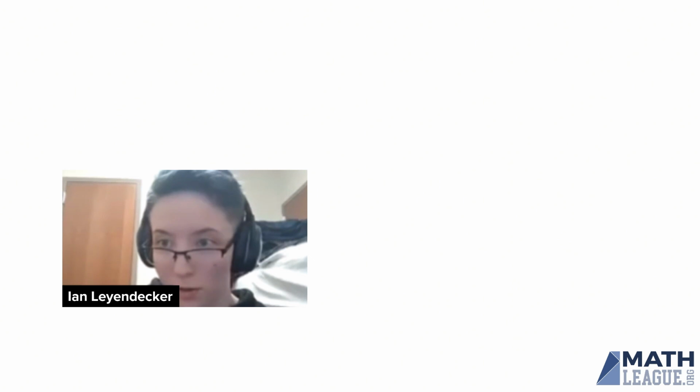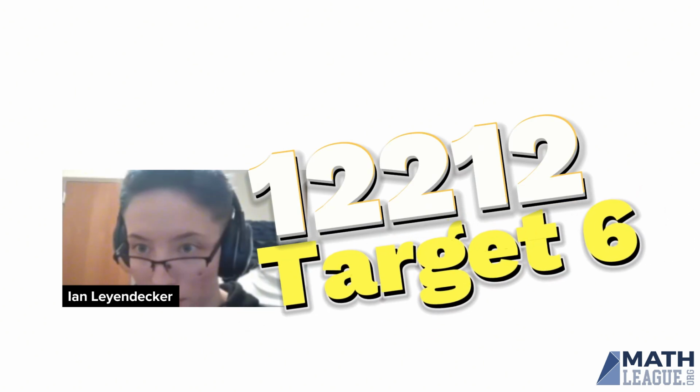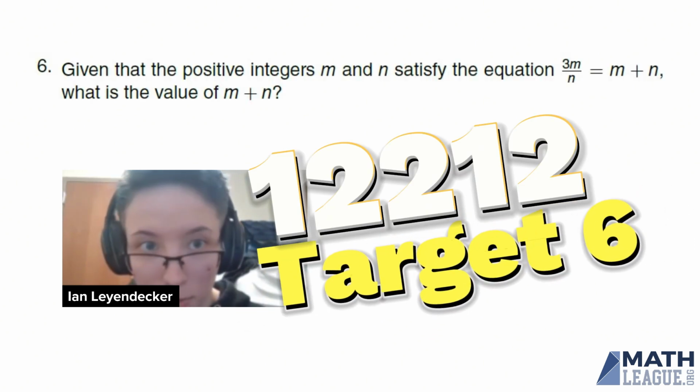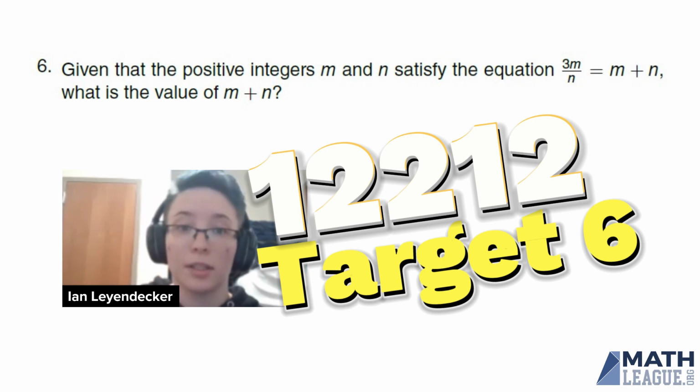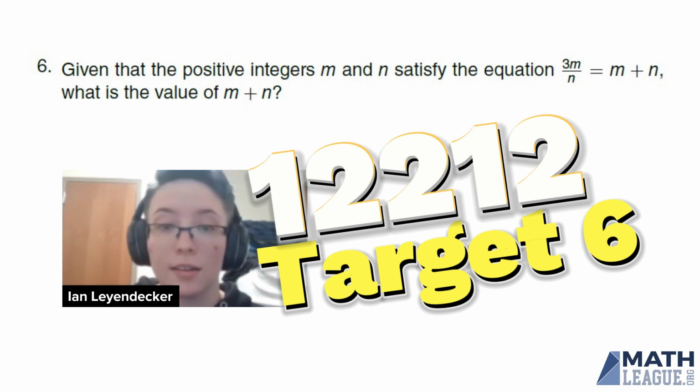Today we're going to be going over problem number 6 from the target round. The problem reads: given the positive integers m and n satisfy the equation 3 times m divided by n equals m plus n, what is the value of m plus n?